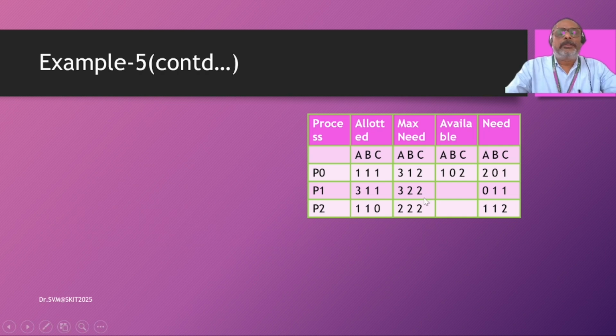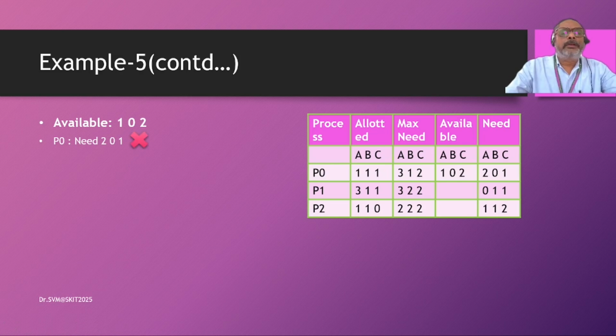So that's the same table copied here. Let's begin our journey. So we are currently available with 102 resources of A, B and C respectively. Then let's begin with process P0. P0 requires 201, that means 2 units of A, but we have only 1 unit of A and hence it is not possible to continue. So P0 cannot be taken up at this instant till some process completes its job and releases the resources. P0 cannot continue.